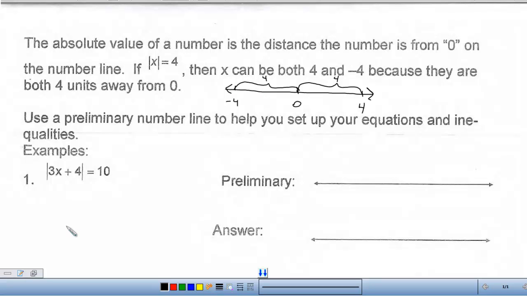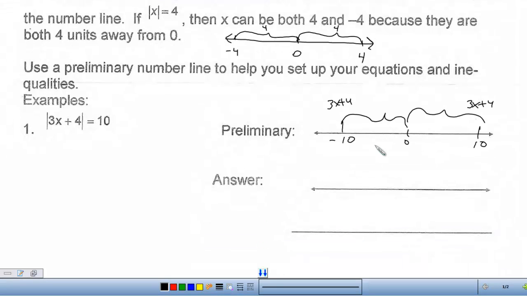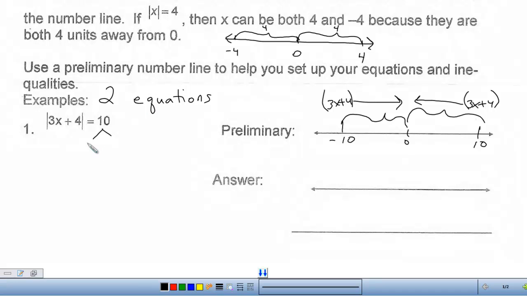We can use a preliminary number line to help set up our equations and inequalities. Our preliminary number line would be negative 10 to 10, and we're 3x plus 4 units away from 0 on both sides. Because we are in absolute value, I have two choices, and I must set up two equations. The first equation is for the negative side, the second equation is for the positive side. So we set up the equation 3x plus 4, taking it out of the absolute value symbol, is equal to negative 10, or 3x plus 4 is equal to positive 10.